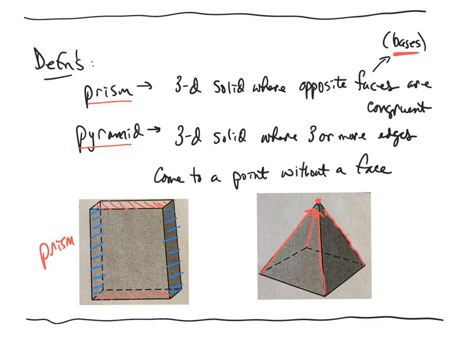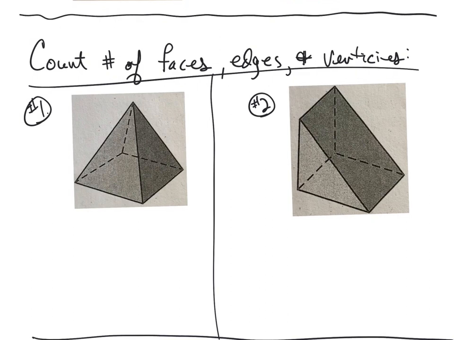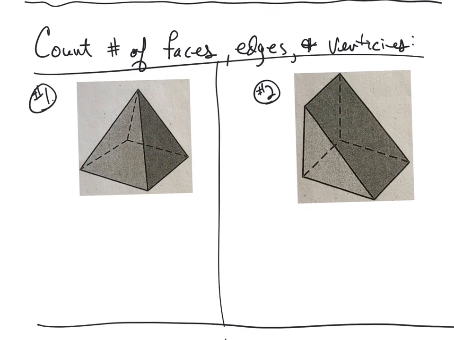All of these edges come up to a point that doesn't have a face attached. So that's called a pyramid. Okay? All right. And then what I'm going to ask you to practice, just to start to get the hang of polyhedrons, is to count the number of faces, the number of edges, and the number of vertices that a polyhedron might have.